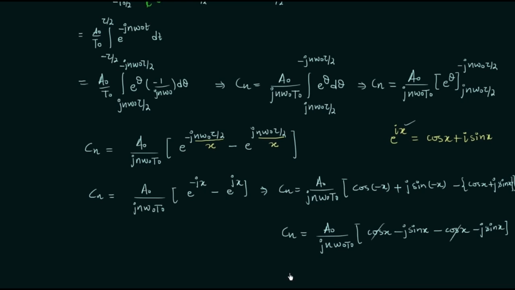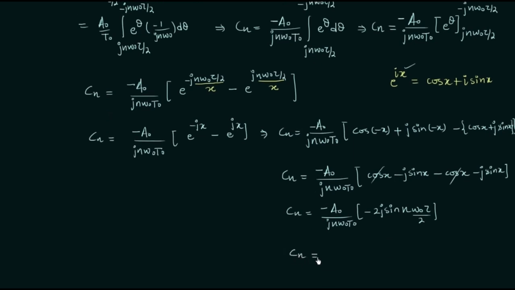Cos x will cancel out, and we have Cn equal to a naught divided by jn omega naught t naught, inside the bracket minus 2j sin x. x is equal to n omega naught tau by 2, so we have n omega naught tau by 2. And we have made one mistake here. This negative sign we have to consider, so we have minus a naught divided by jn omega naught t naught. Negative sign will come everywhere, so this negative and this negative will make the overall expression positive. So we have Cn equal to a naught divided by jn omega naught t naught, and here we have 2j sin n omega naught tau by 2.